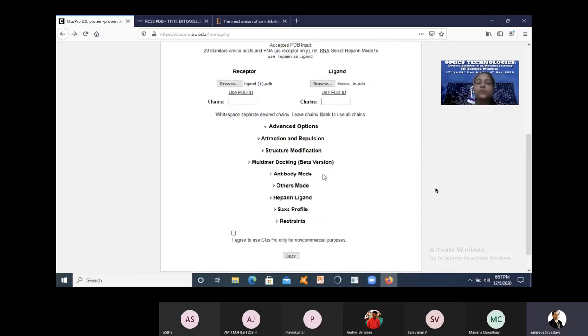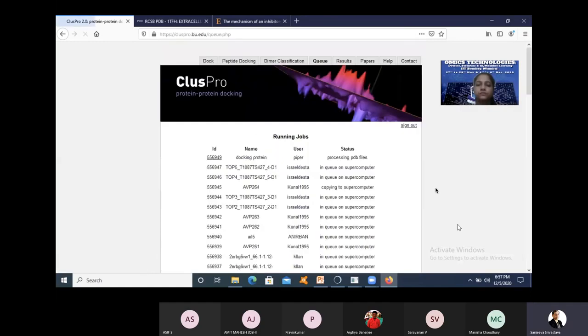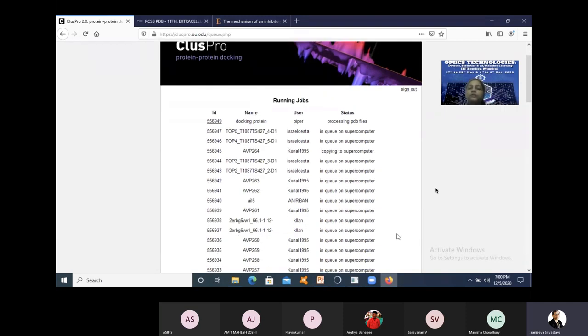There are several options here. If you plan to do interaction studies on an antibody, or if you want to modify a structure, all those options are given. So we can just agree and say dock. If you see on the screen, this is ClusPro after we have clicked on dock. These are the jobs that are running on the ClusPro server.